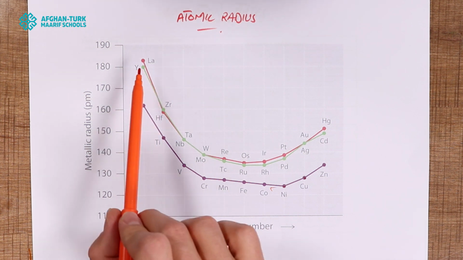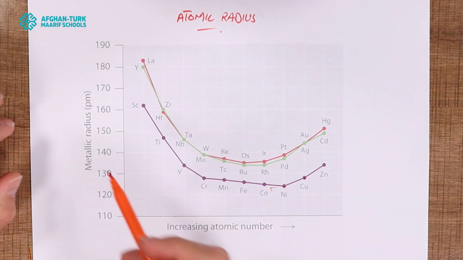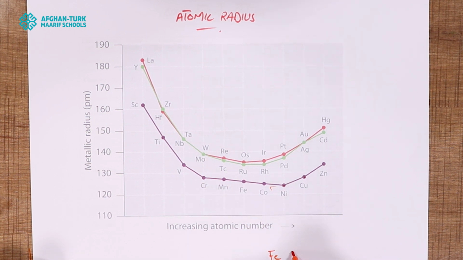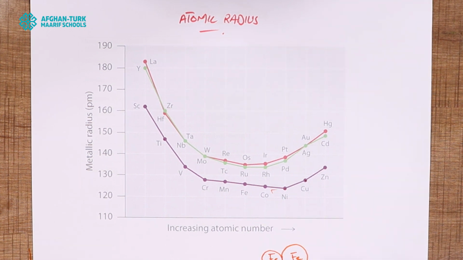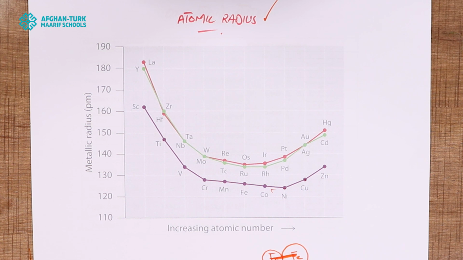You can also see the same thing in the other periods of the transition elements. And let me tell you again, metallic radius is the distance between two metals. For example, if I say iron, if two atoms of iron are located beside each other, the distance between the two nuclei of these iron atoms will be the metallic radius. So half of the metallic radius will be the atomic radius of iron.